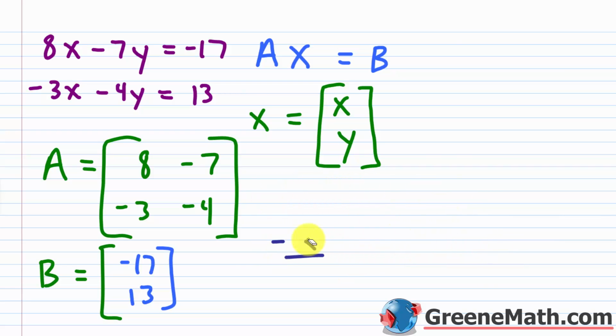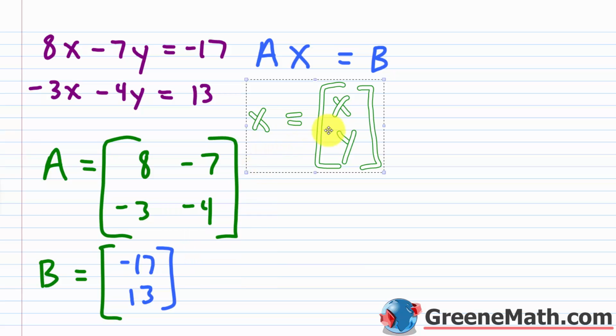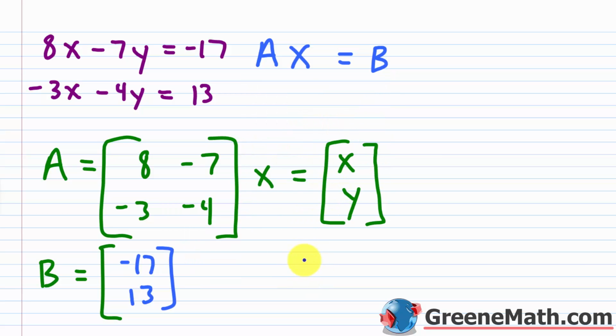Okay, so now let's talk a little bit about how we could solve this equation. Right now, we know what the entries are for A and the entries are for B, but we don't know the entries for X. That's what we'd like to find so we can figure out what X and Y are.